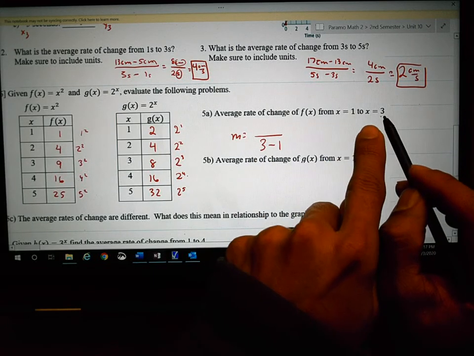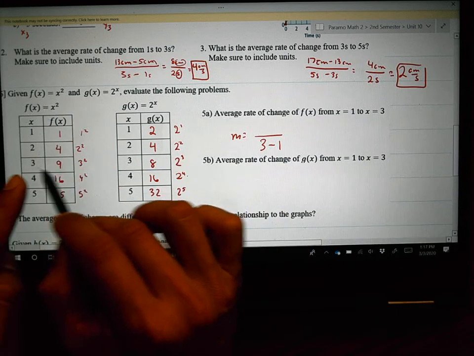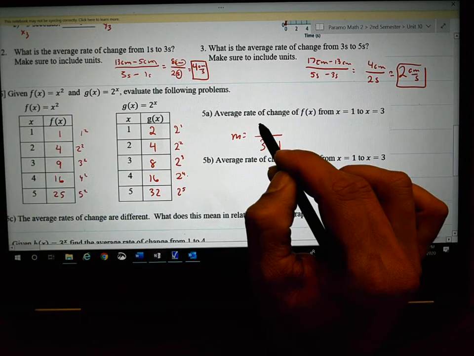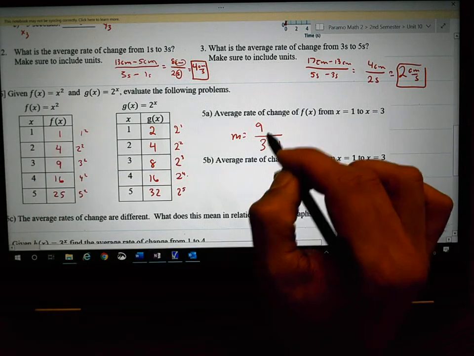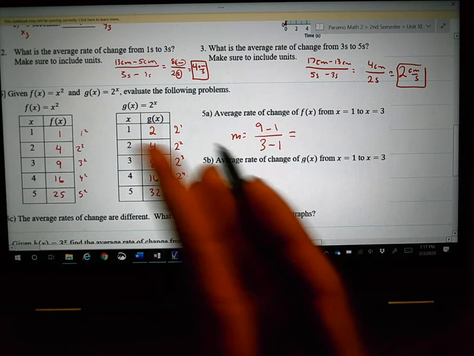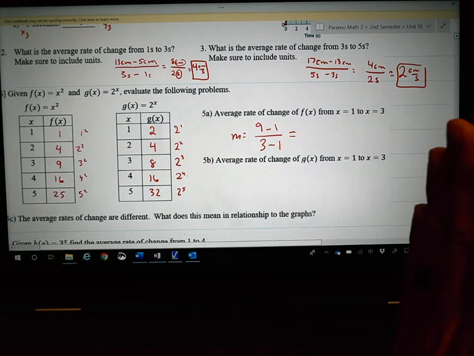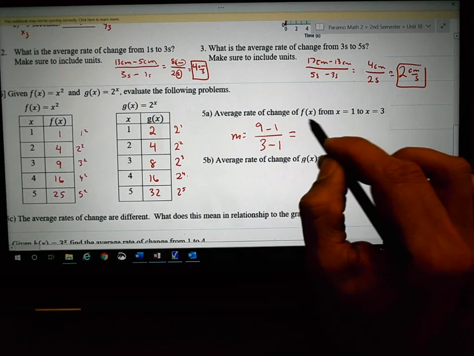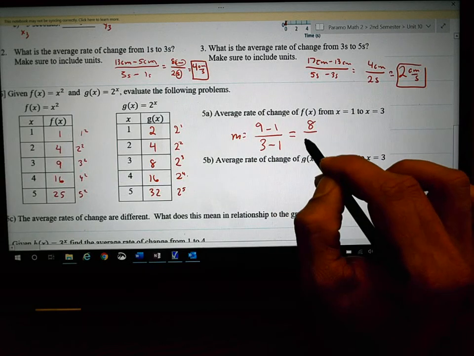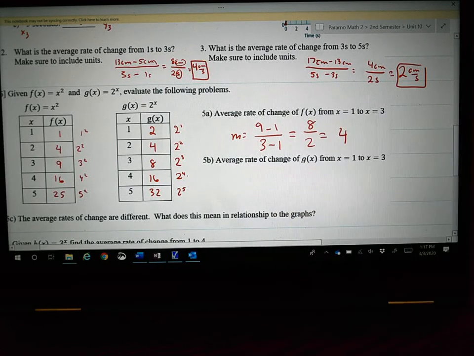So for x is 3, I go over here and I see that the output is 9. For x is 1, the output is 1. We subtract the y's, we subtract the outputs, and divide it by the inputs subtracted by each other. So 9 minus 1 is 8, 3 minus 1 is 2, and you simplify it. The average rate of change from 1 to 3 is 4.